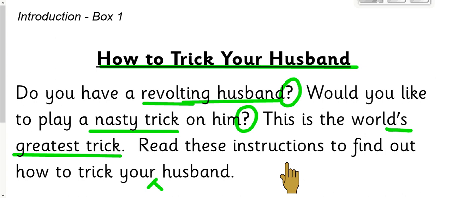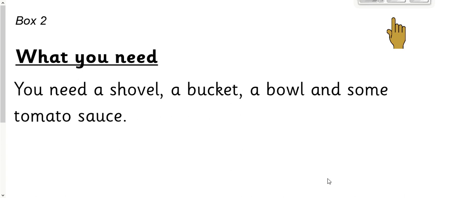Okay, let's read through it one more time together then. How to trick your husband. Do you have a revolting husband? Would you like to play a nasty trick on him? This is the world's greatest trick. Read these instructions to find out how to trick your husband. A very good introduction with 2 question marks. We're going to move on to box 2. I'll give you some time to read box 2 to yourself.